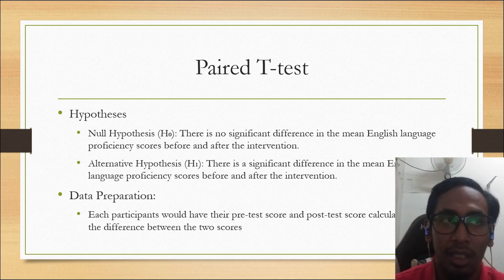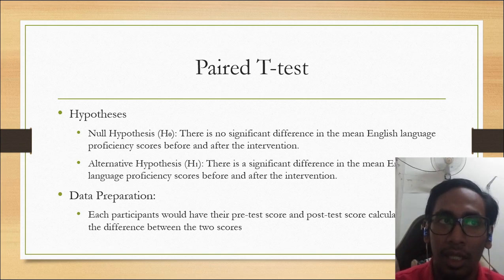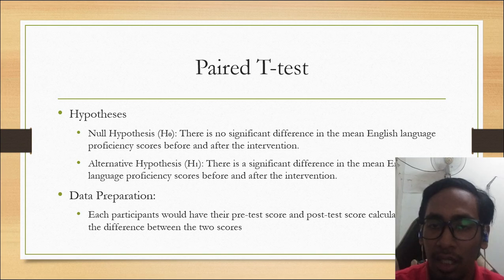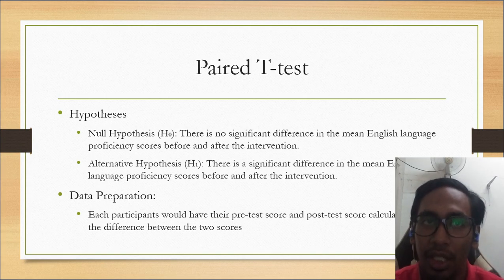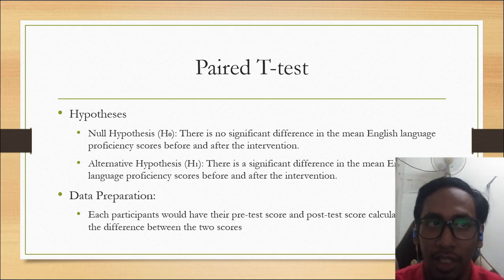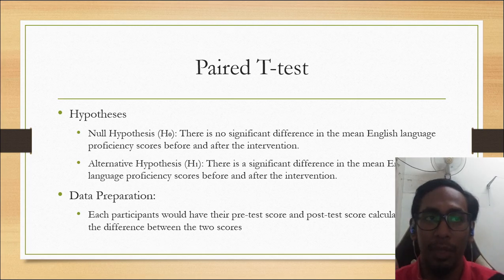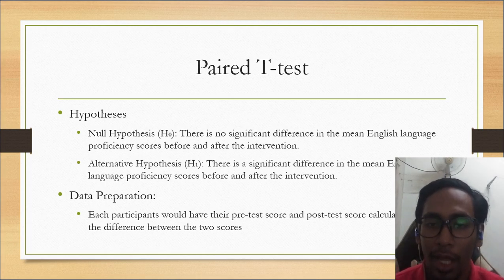The steps for the paired t-test. First is the hypothesis. The null hypothesis means there is no significant difference in the mean English language proficiency scores before and after the intervention. Next is the alternative hypothesis, which means there is a significant difference in the mean English language proficiency scores before and after the intervention. For the data preparation, each participant would have their pre-test score and their post-test score calculated to find the difference between the two.